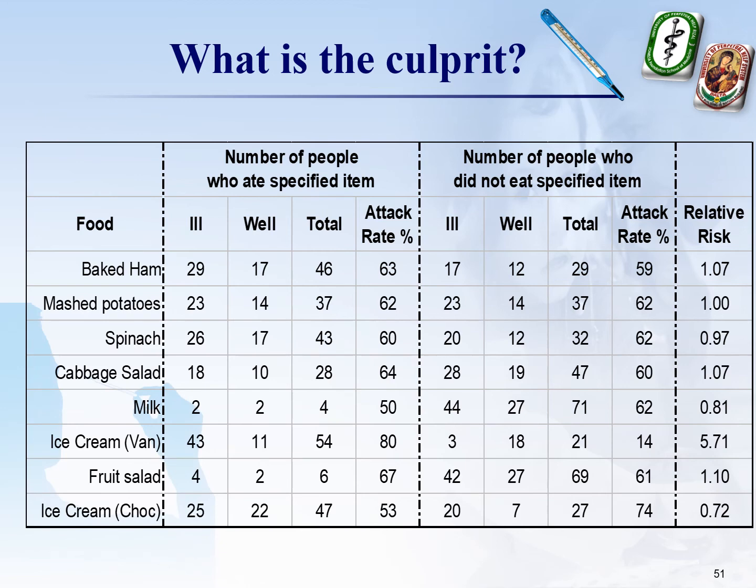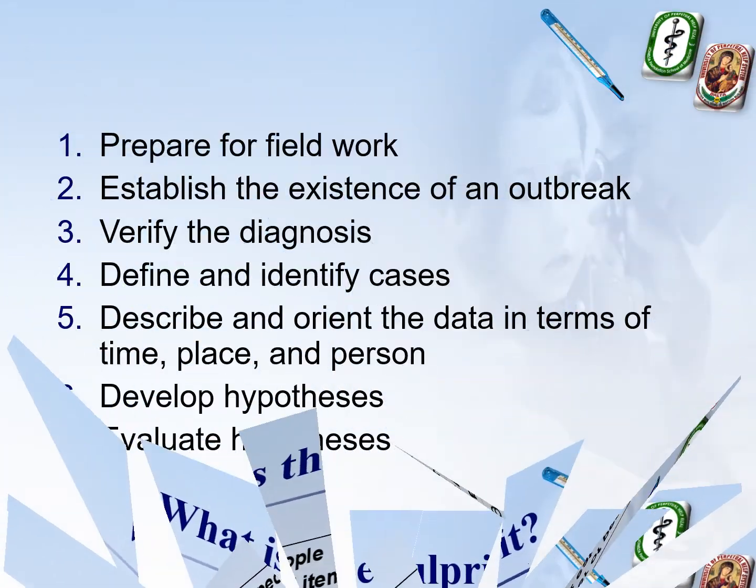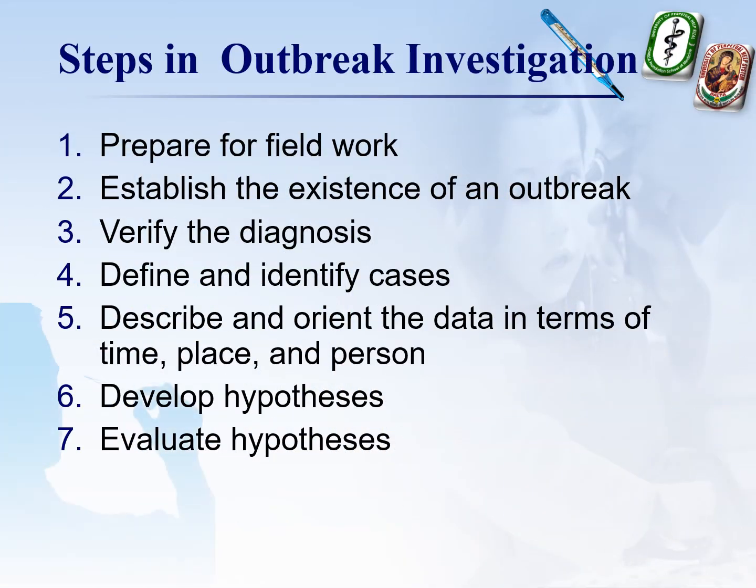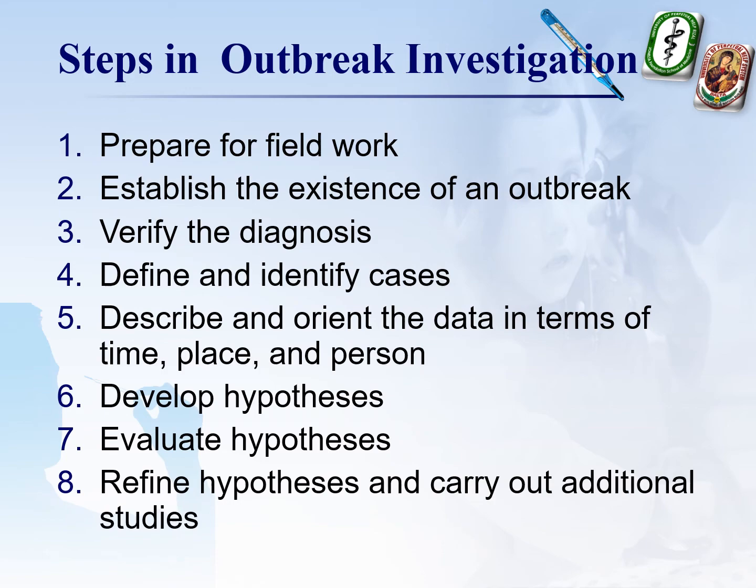So, vanilla ice cream as the implicated vehicle or source, the relative risk is calculated as 80 divided by 14, or 5.7. This relative risk indicates that people who ate the vanilla ice cream were 5.7 times more likely to become ill than were those who did not eat the vanilla ice cream. Then we refine the hypothesis and carry out further studies.